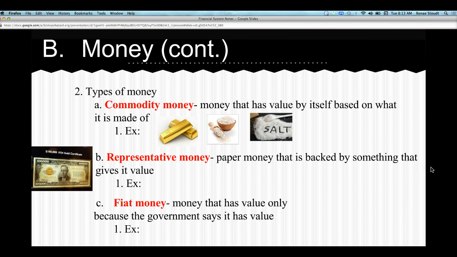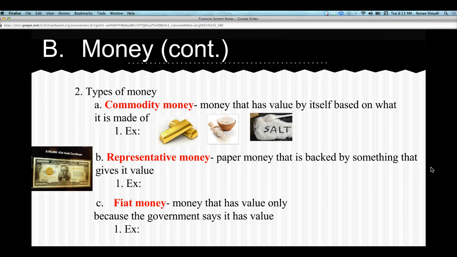Okay? The last type of money is what we call fiat money. Fiat money is money that has value only because the government says it has value. No, not the cars. So these are pieces of paper that have value because the government says it has value.